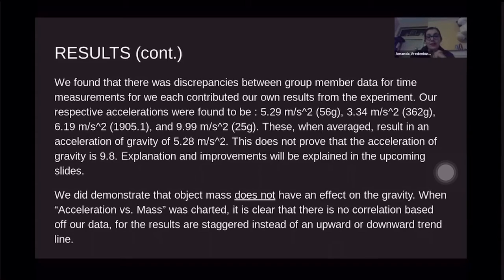We did demonstrate the object mass does not have an effect on gravity when acceleration versus mass was charted. It's clear there's no correlation in our data. The results are staggered instead of showing an upward or downward trend.